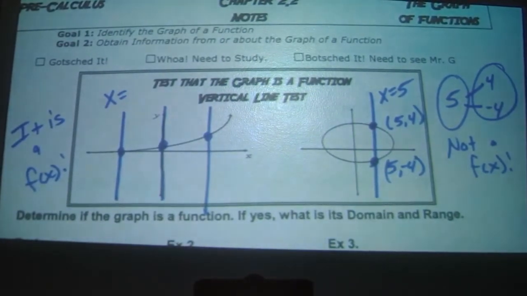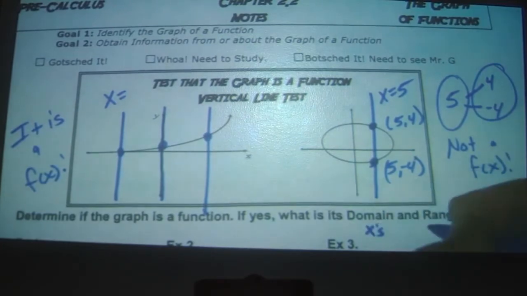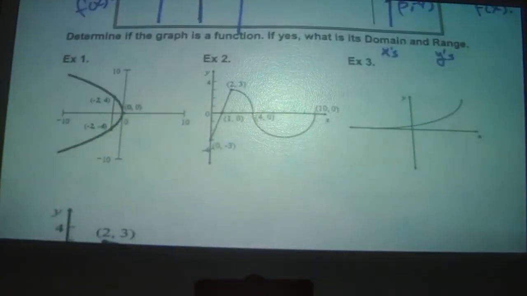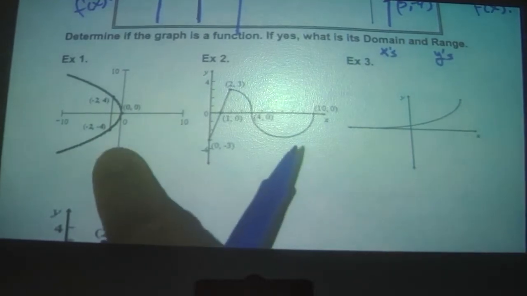So the first thing they're going to ask you is determine if the graph is a function. So this is a yes or no question. If yes, then we have to come up with the domain and range. Remember, domain are the x's and range is the y's. Okay? If we think it's not a function, we say no and we move on. So let's take a look. Number 1, function, not a function. What do you guys say?